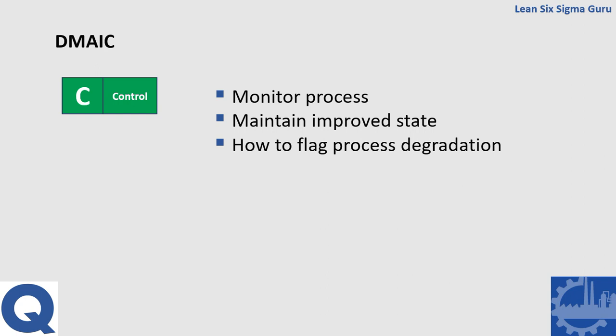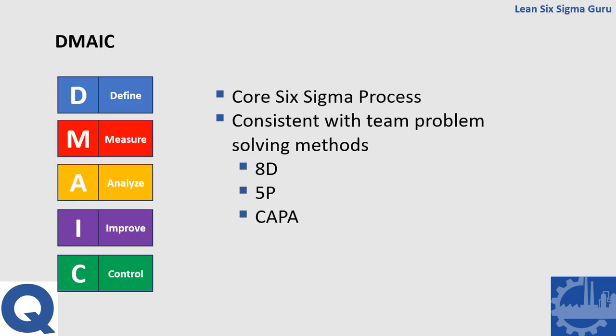control. So here we monitor processes and maintain an improved state. We figure out what kind of monitoring and reporting we have to do to make sure that the improved state is maintained, and that it will immediately flag any kind of process degradation. So if something goes wrong, or something isn't done as we thought it should have been when we established it in improve, we can go back and make improvements again. A very important part of the DMAIC process and the Six Sigma idea.